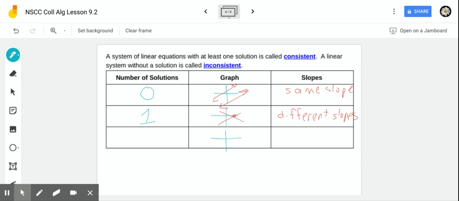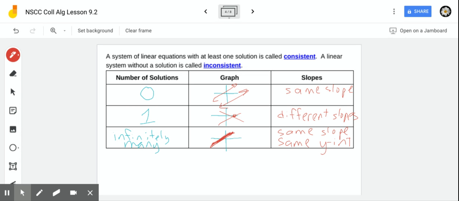Now, we could have one other situation where we have infinitely many solutions. This happens when it's the same line. The two lines happen to be directly on top of each other, so any point on this line is a solution. In this case, they have the same slopes and the same y-intercepts. So there's a lot the same about them.